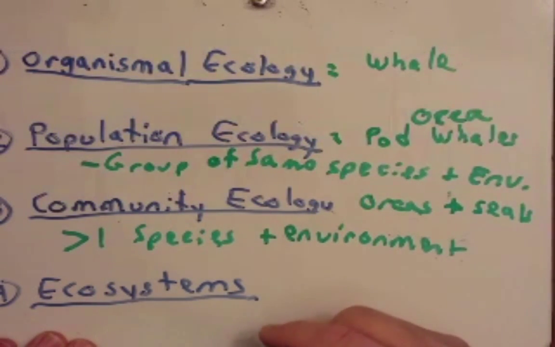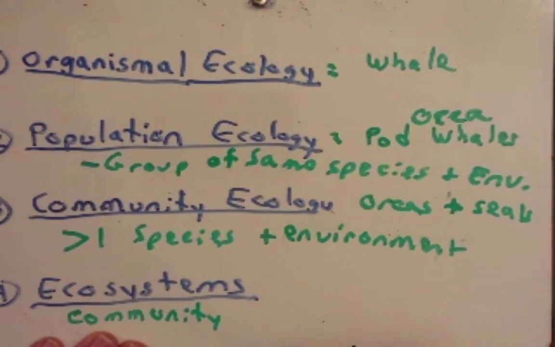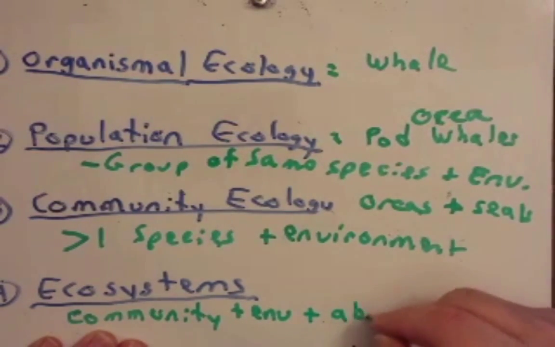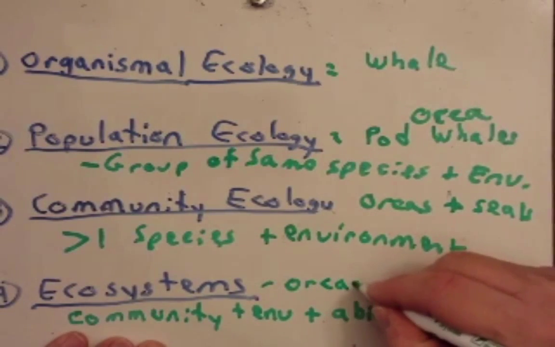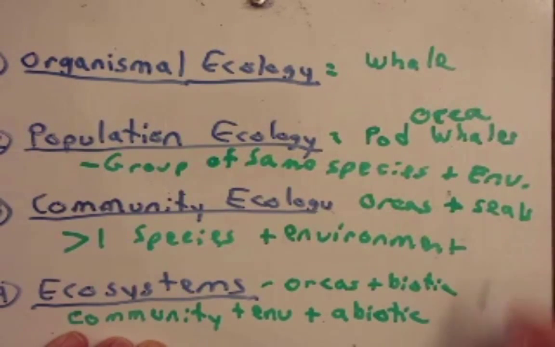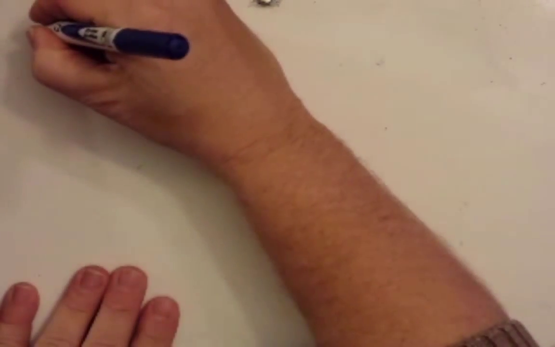An ecosystems ecologist is going to be interested in how the community interacts with the environment plus the abiotic factors. So this would be taking our orcas plus all the biotic factors, so seals for instance, plus abiotic factors, so maybe water temperature, season, thinking about how the mating season, say, of the seals affects the predator-prey relationship of the orcas and the seals. Alright, so let's explore population ecology a little bit more.